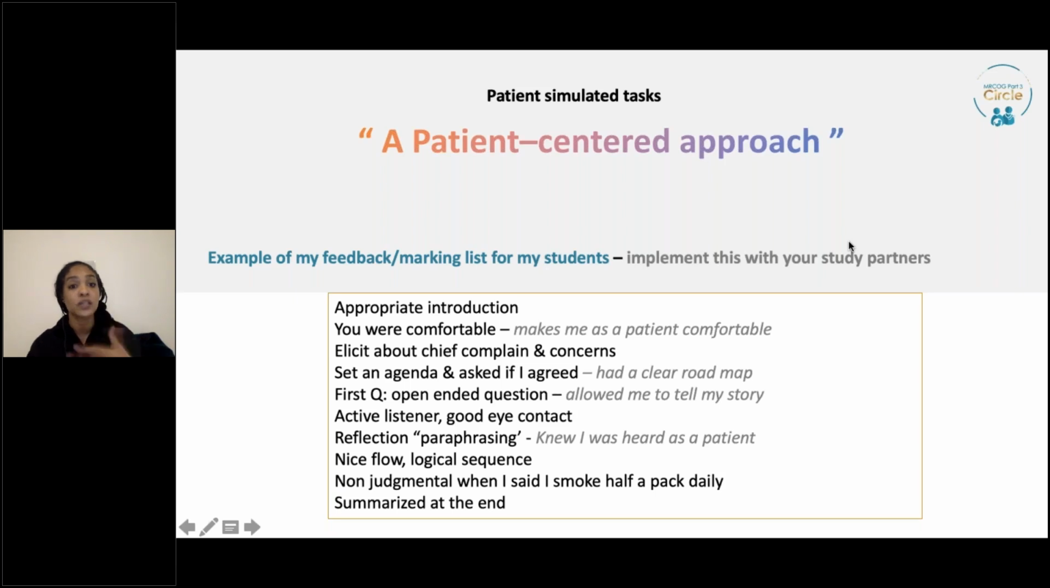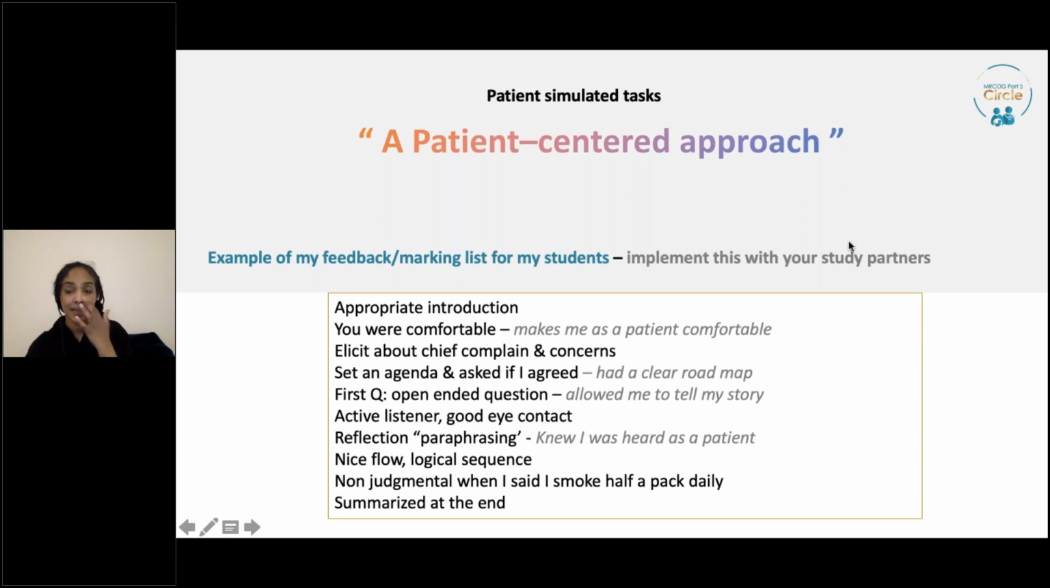You allowed me to tell my story. You gave me that opportunity to share what my problem is. You were maintaining good eye contact. You were actively listening, nodding your head when I was talking. I knew that you were hearing me as a patient because you were paraphrasing.